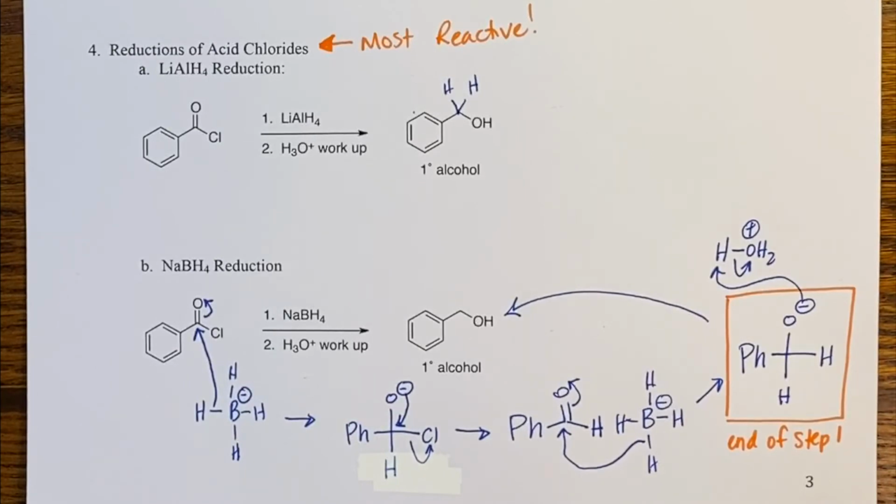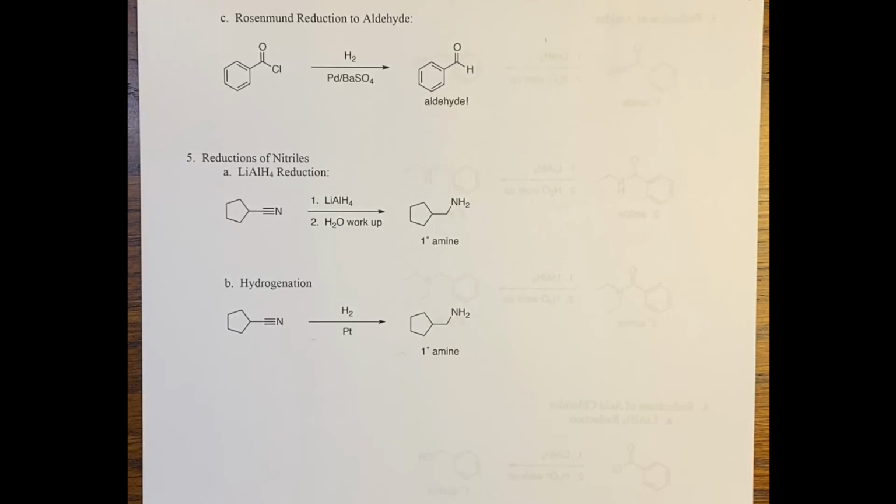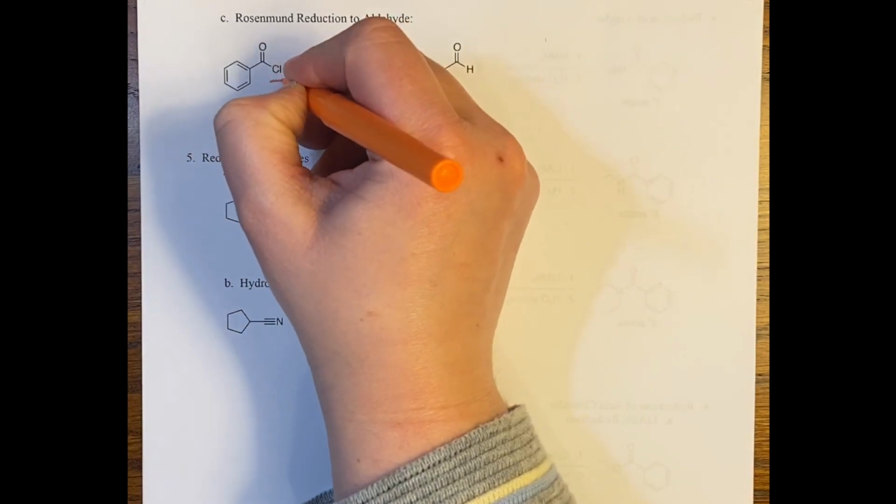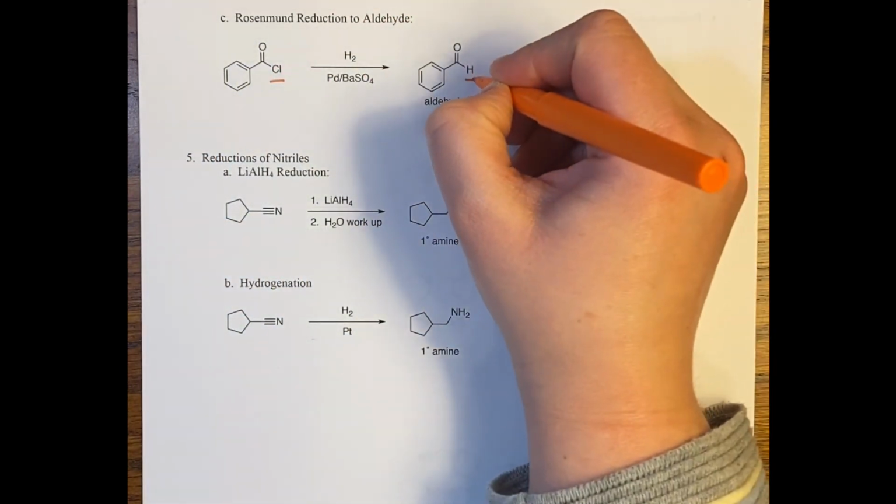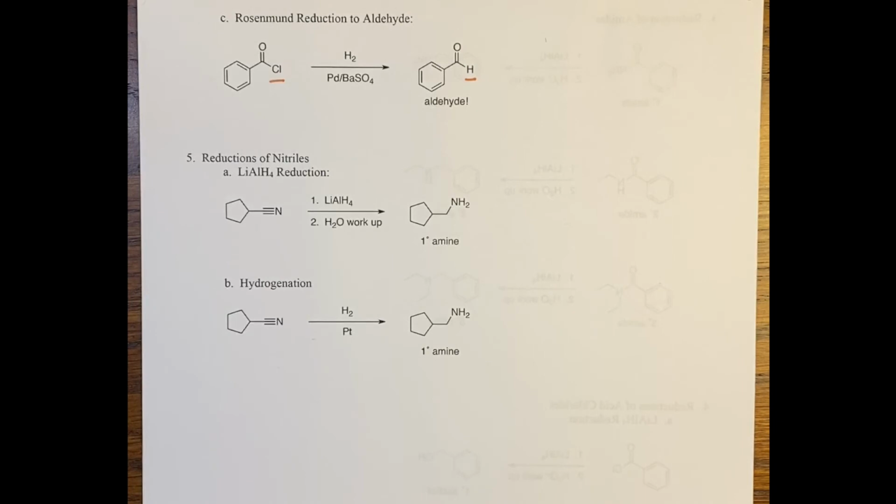So because my acid chlorides are so reactive, they will be reduced to primary alcohols using both of my reducing agents, my strong reducing agent of lithium aluminum hydride and my weak reducing agent of sodium borohydride. The next reduction of an acid chloride is a unique reduction. This is one that takes place in the presence of hydrogen gas and palladium on barium sulfate. And under the conditions of this reaction, the chloride of your acid chloride gets converted to a hydrogen. So we transform our acid chloride to an aldehyde.